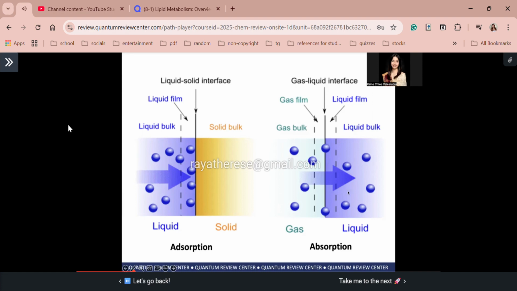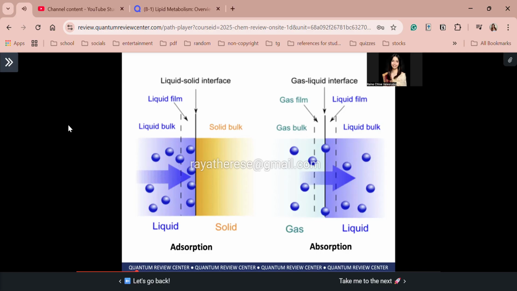Again, this figure will summarize for us the differences between adsorption and absorption. When we say adsorption, let's say in a liquid to solid interface, the molecules from a liquid will stick to the surface of a solid, as you can see here. Again, this happens only on the surface of the solid. So for example, guys, meron kang activated charcoal. Tapos, ididip mo siya sa dirty water. So, yung mga contaminants ng dirty water mo, magsistick siya sa surface ng activated charcoal.